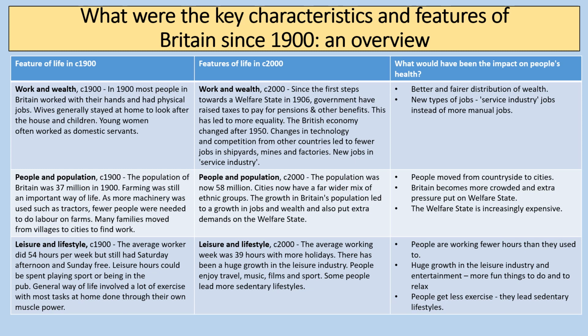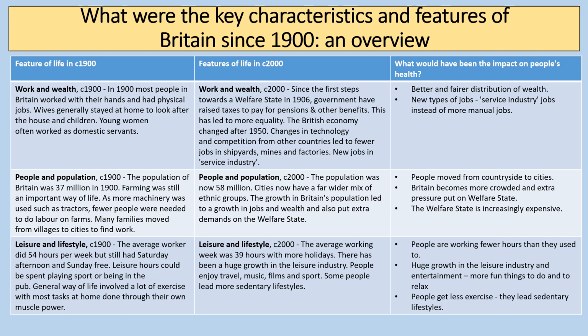In terms of wealth and work, most people in Britain worked with their hands in the year 1900 and had physical jobs, which meant that they tended to stay more active, and that could be positive for their health. Women generally stayed at home to look after the house and children, and young women often worked as domestic servants. Lots of changes on that in the 20th century.